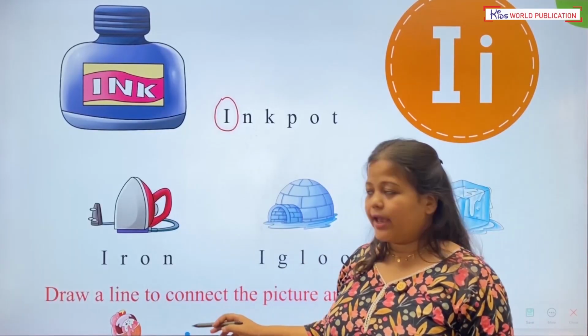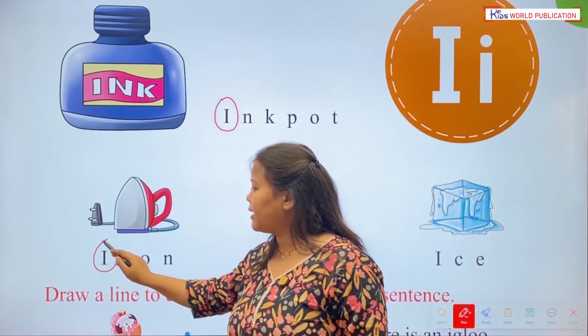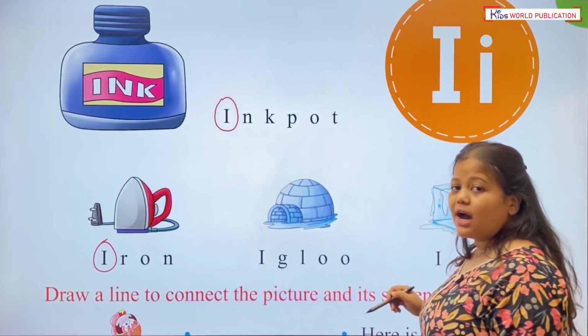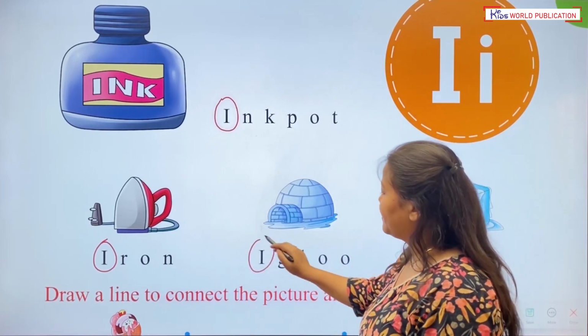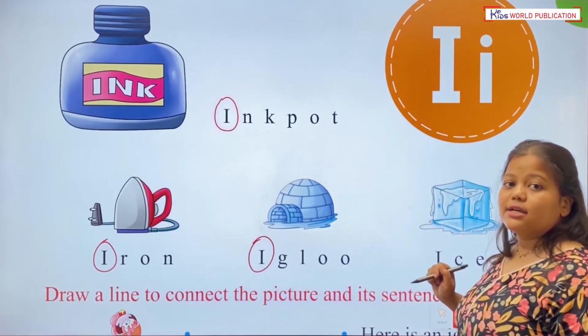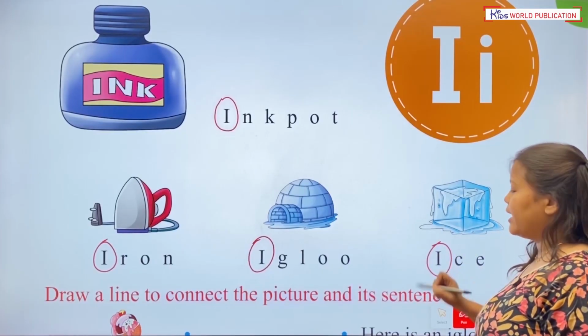Iron. I-R-O-N. Circle the letter I. Igloo. I-G-L-O-O. Circle the letter I. Ice. I-C-E. Circle the letter I.